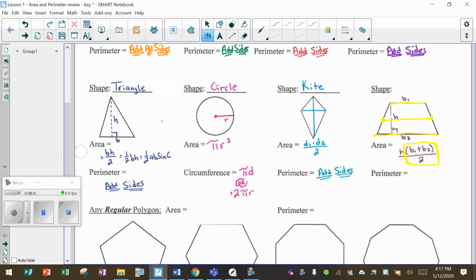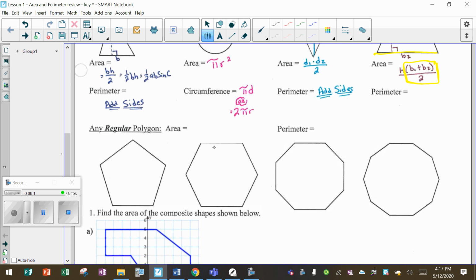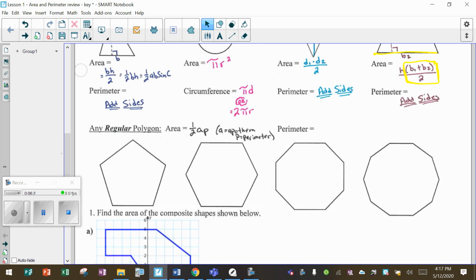Now, our focus for Thursday or Wednesday will be the area of regular polygons. For now, I'll just give you the formula, and then we'll talk about it more on Wednesday. The area is 1/2 AP. The letter A stands for the apothem, and the letter P stands for perimeter. Perimeter, just like the trapezoid, add up all the sides.